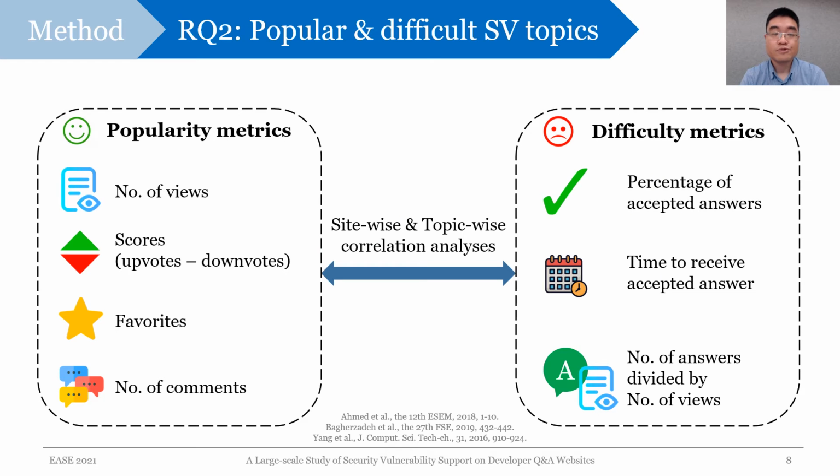Moving on to research question 2, we identify the popularity and difficulty of the 13 vulnerability topics. We used 4 well-known metrics to quantify the popularity and 3 metrics to measure the difficulty. Intuitively, a popular topic would have a lot of engagement from the community, like more views, favorites, comments, and upvotes. On the other hand, difficult topics would likely be unanswered or take a longer time to receive answers or accepted answers. After computing the popularity and difficulty metrics, we also compute the site-wide and topic-wise correlations between them.